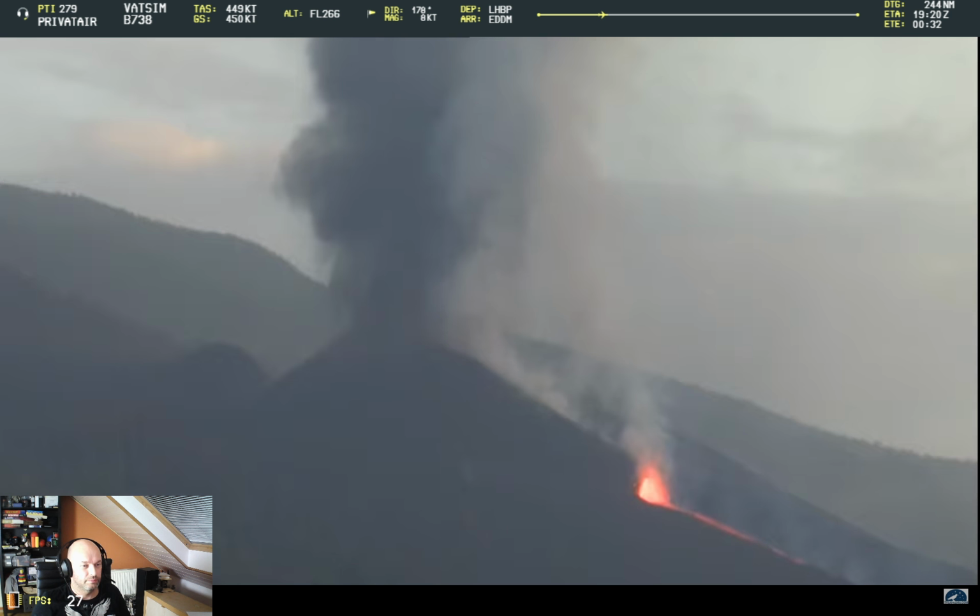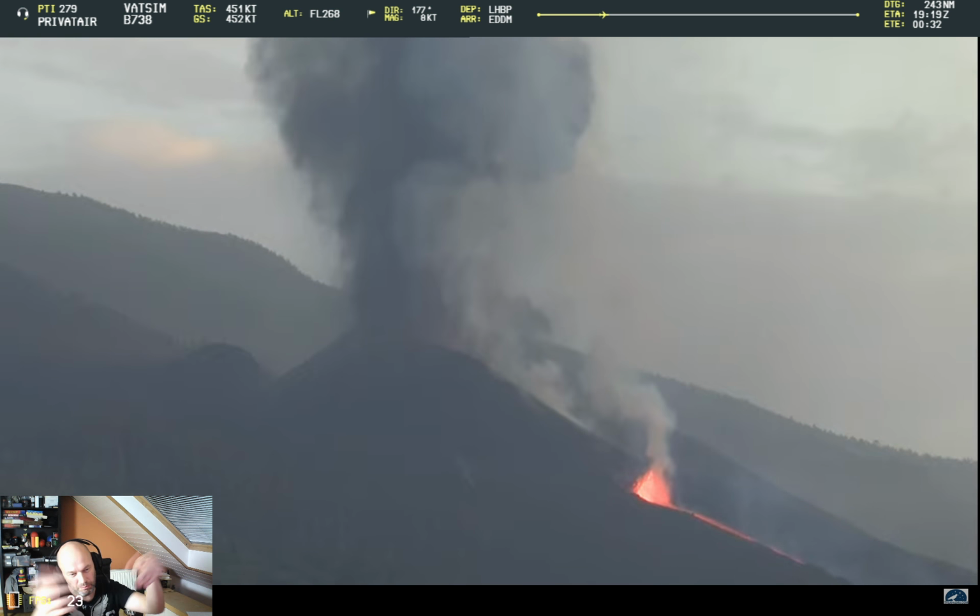Way to go. Yeah, looks like XP scenery. Bing maps, what to expect from Bing maps.